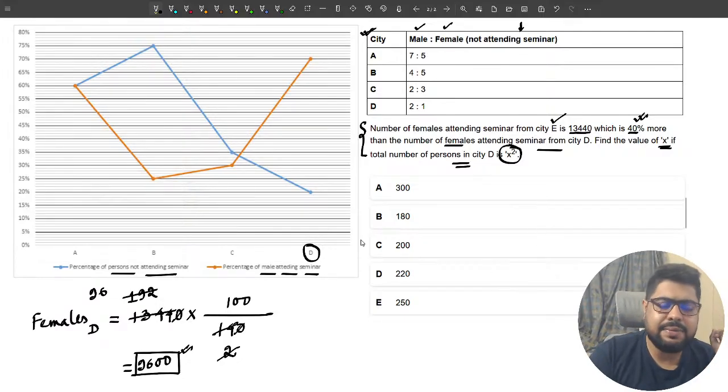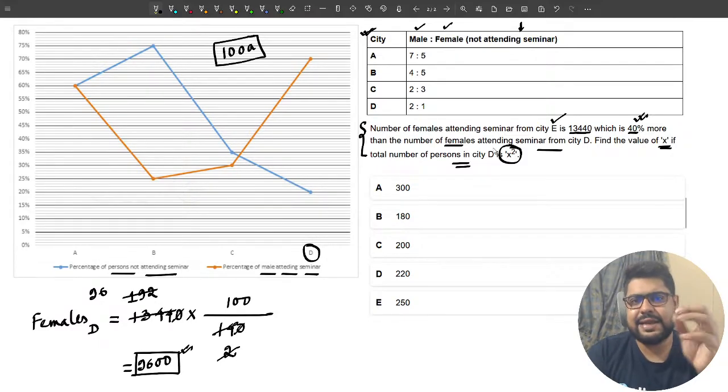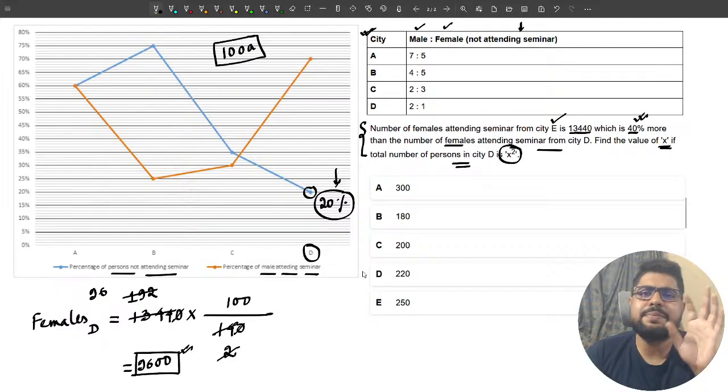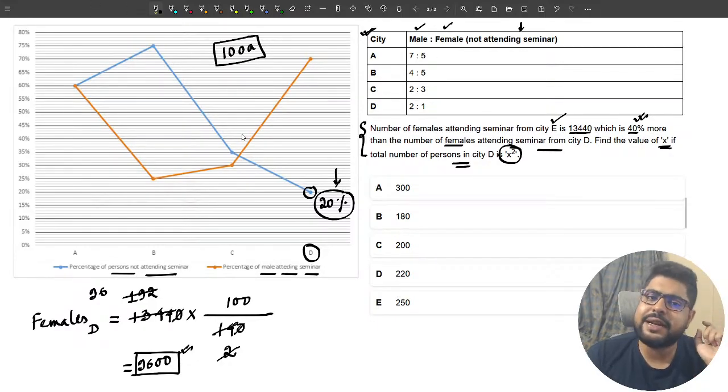So let's say the total number of persons in city D is 100A, because I cannot take X. Now, the percentage of people who have not attended seminars for city D is 20%. That means 80% of the persons have attended the seminar.